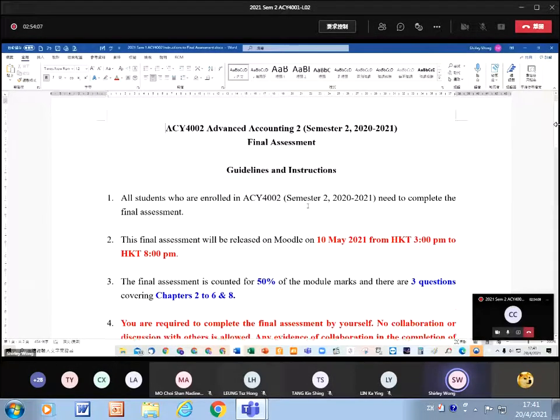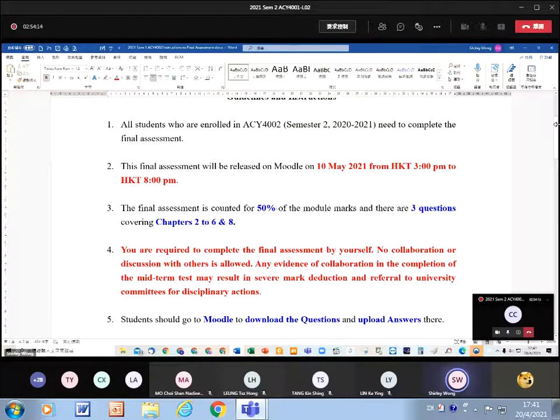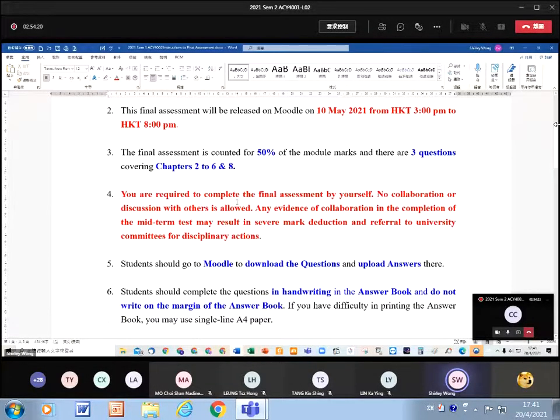有個 instruction 就話俾你聽，我哋嘅 final assessment 會 conduct on 10th of May from 3 o'clock in the afternoon until 8 o'clock in the evening. It accounts for 50% of your module mark. We will have 3 questions from chapter 2 to chapter 6 and also chapter 8. And you are required to complete the final assessment by yourself.